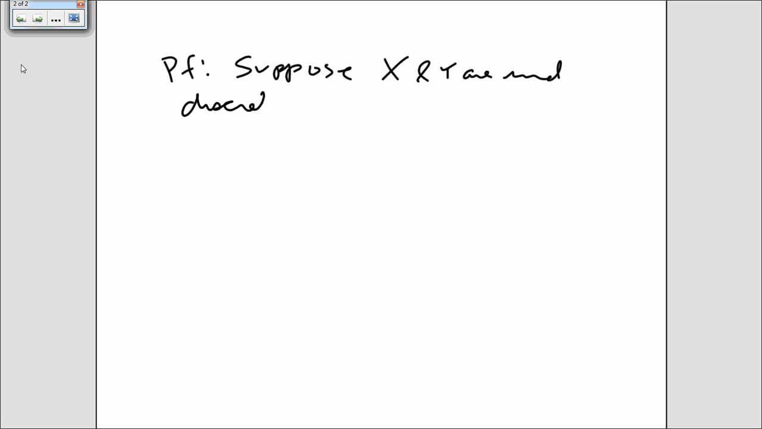Prove the following. For the discrete case, so proof, discrete case. Suppose X and Y are independent discrete random variables with probability mass function p of xy.